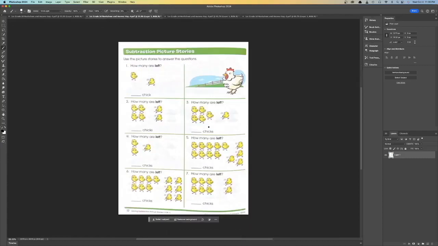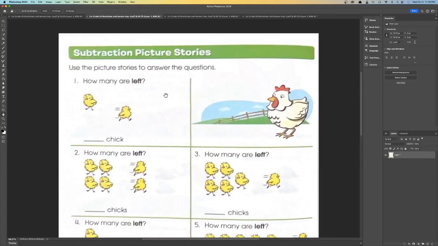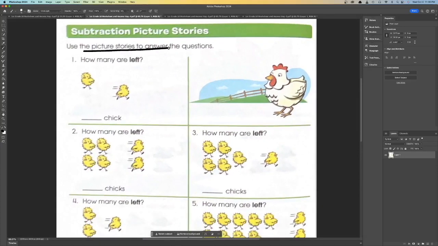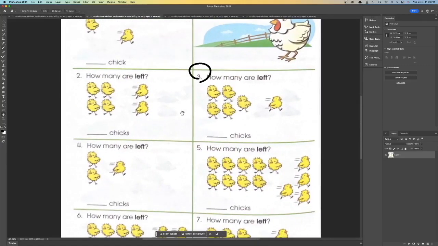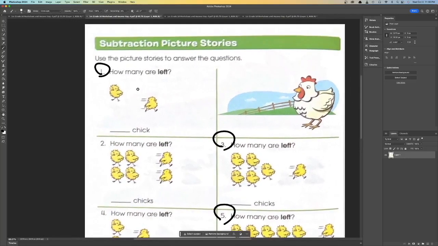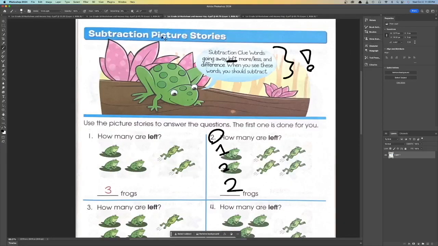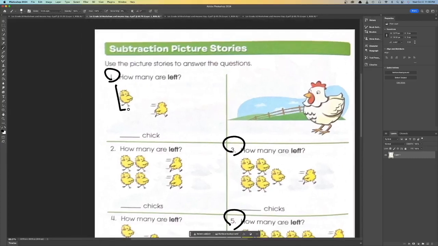And then finally, we have the last page, which is more subtraction picture stories. So it says use the picture stories to answer the question. So let's do 1, 3, 5, and 7. For this one, it says how many are left. Left is a keyword in the third page, as you can see right here. So it's about subtraction, and this chick is the only one that is left, so there is 1 chick left.